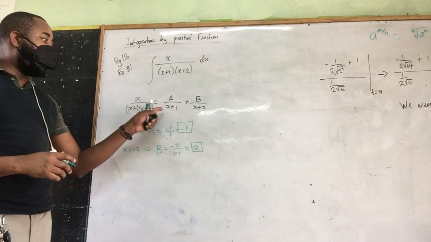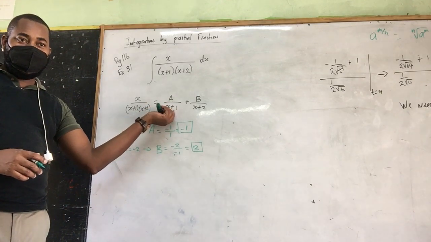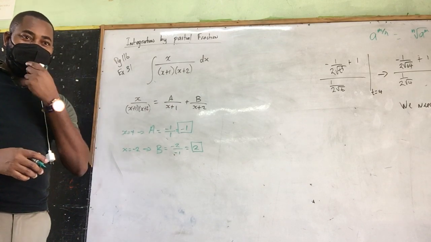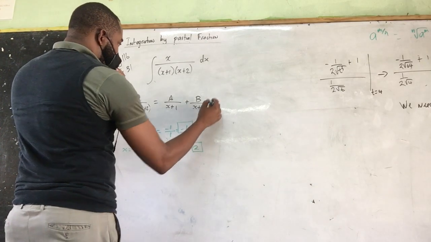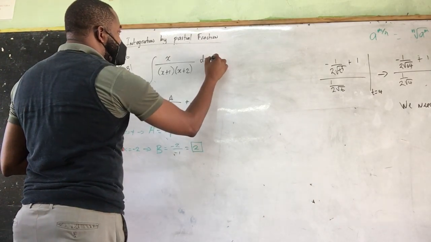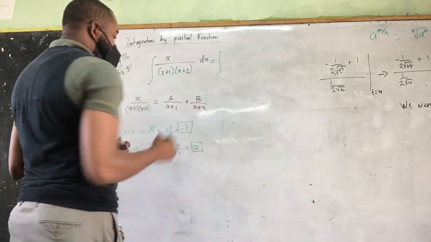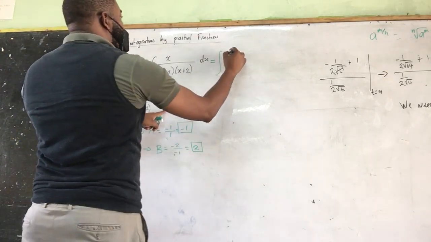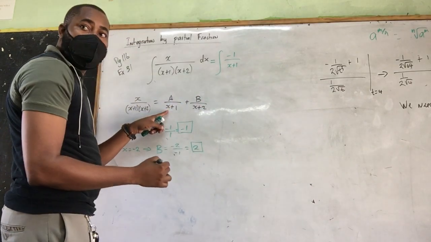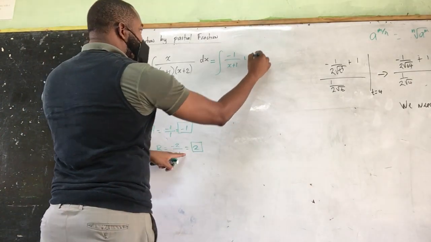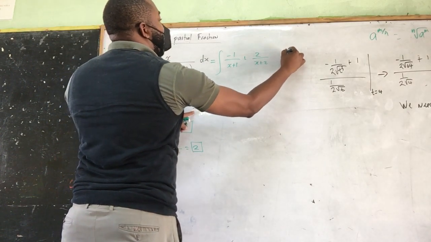I would say we only work this way when we have single linear factors. We didn't do it with the squared one; remember, there we actually go through the process. So this is going to be the same as the integral of -1 over x plus 1, plus 2 over x plus 2, dx.